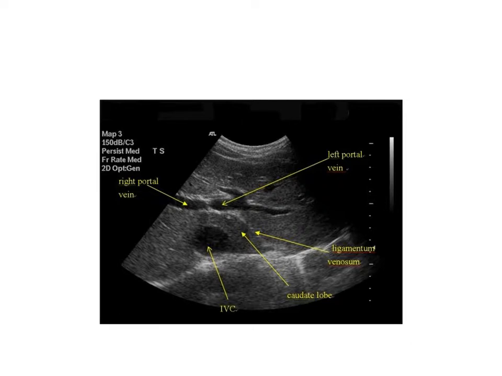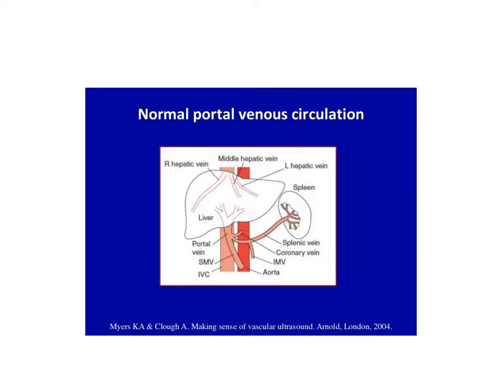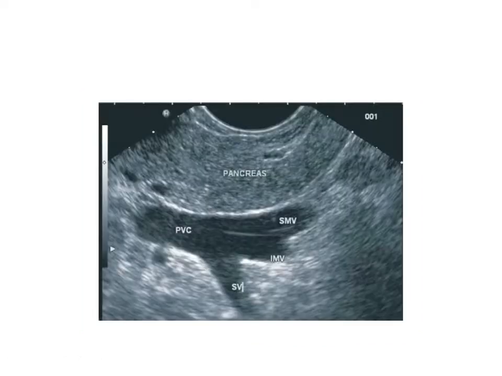This is an ultrasound image demonstrating portal vein, left portal and right portal veins, ligamentum venosum, caudate lobe, and posterior IVC. Normal portal venous circulation. This is another diagram showing splenic vein, coronary veins, inferior mesenteric vein, and uniting with the superior mesenteric vein and making portal vein, then to the liver in the porta hepatis to the right and left branch. This is an ultrasound image of the previous diagram.